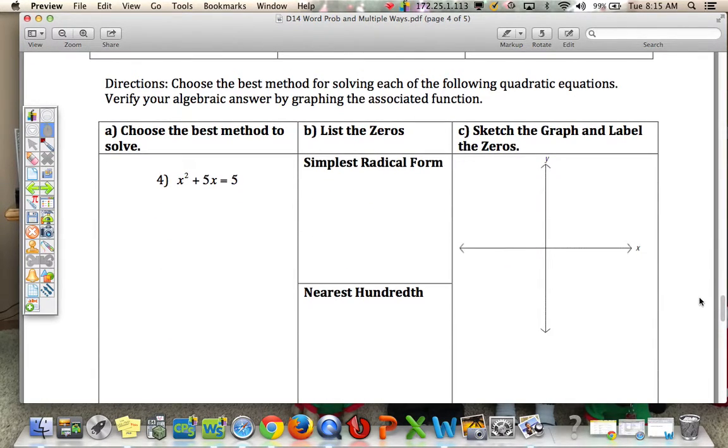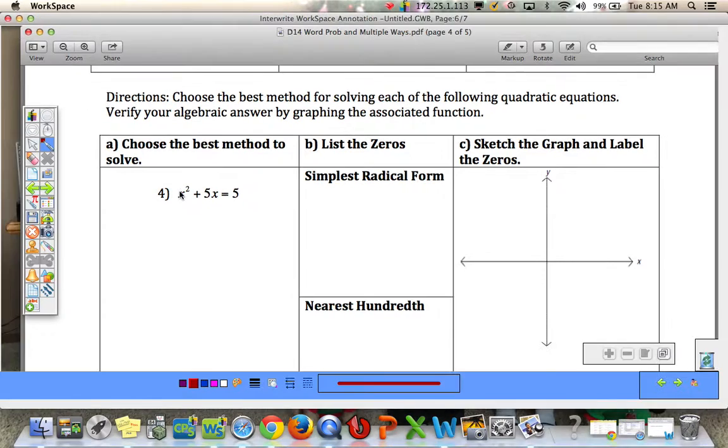Okay. Right here, directions: choose the best method for solving each quadratic function. Verify your algebraic answer by graphing the associated function. Okay, so for this one, you get to choose the method you want to use. So the first one, we'd have x squared plus 5x equals 5. Let's put it into general form. x squared plus 5x minus 5 equals 0.